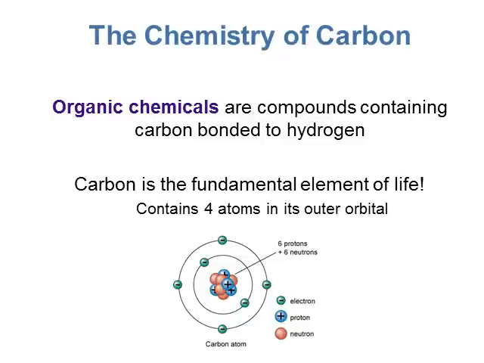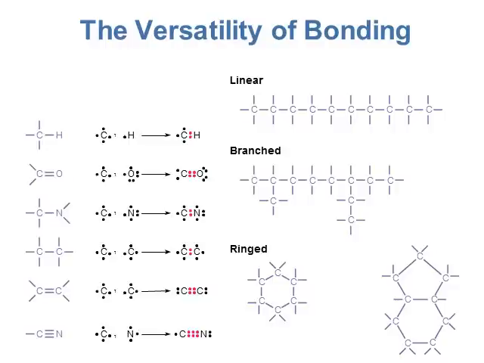So 2 of those electrons go into the first shell, and then that first shell is full. Then we have 4 more electrons, and those 4 electrons go into the second shell. And you can see that in the picture on this slide up here. Those 4 electrons that are in the second shell, or the outer orbital, can form different types of bonds with other atoms. So carbon is very versatile in how it can bond.